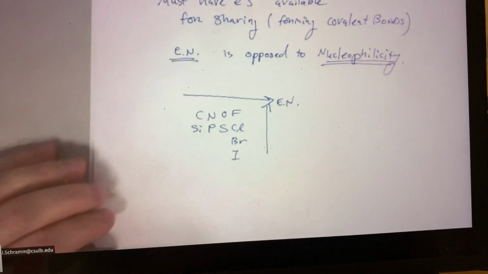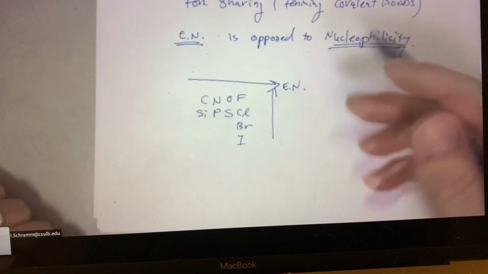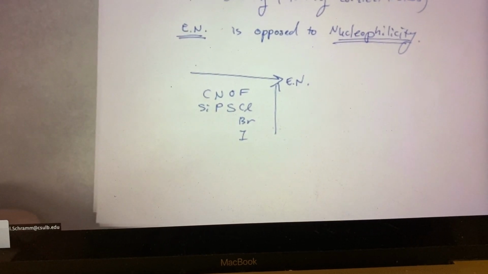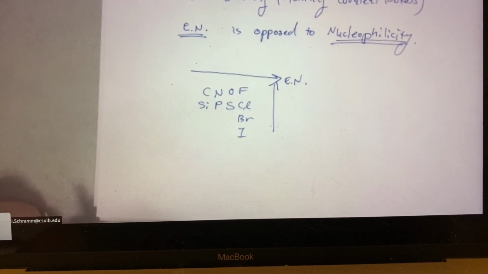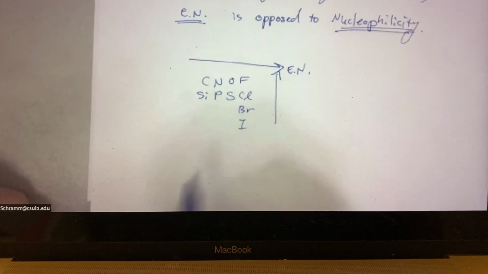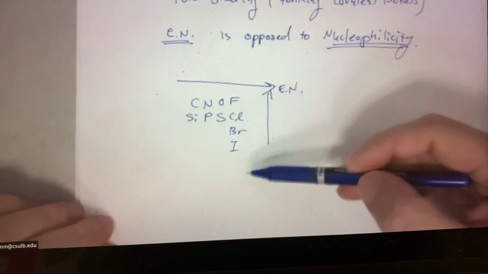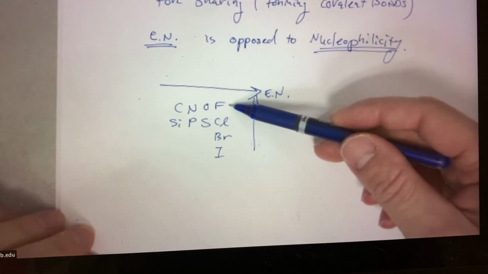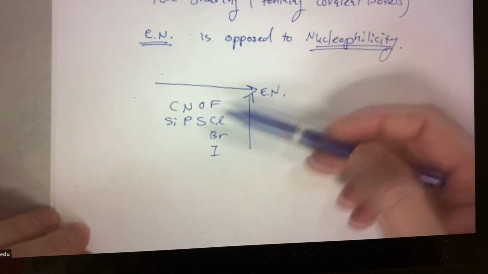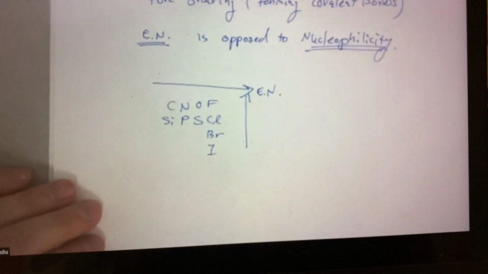We know that electronegativity increases from left to right or bottom to top, fluorine being the most electronegative, being more electronegative than oxygen or chlorine respectively. So if we go up any column, we increase in electronegativity. If we go across any row, we increase in electronegativity.